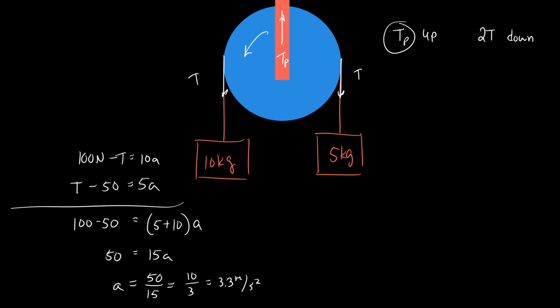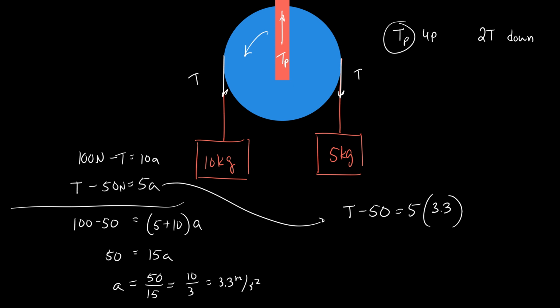Did the 50 also have newtons? Yeah, it's 50 newtons. And then I just added them together. All right, so let's go back and get the tension now. We'll use this one to get the tension. Tension minus 50 equals 5 times 3.3. Everybody see where I got that?